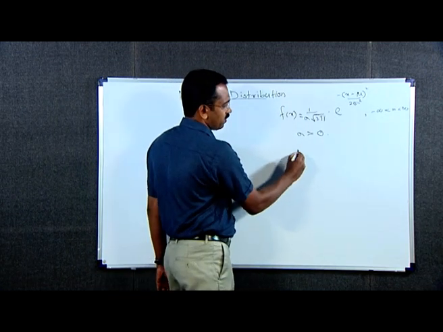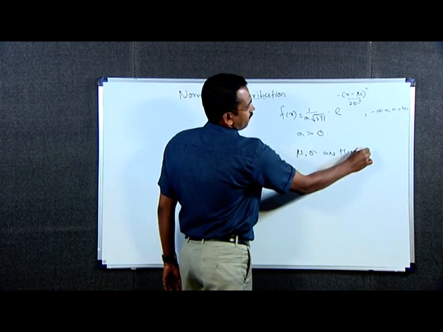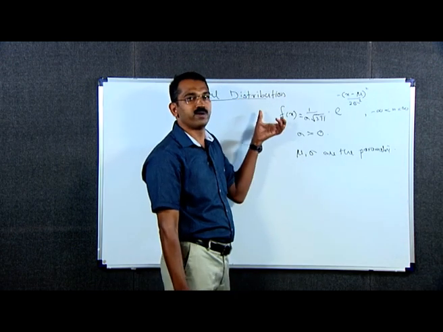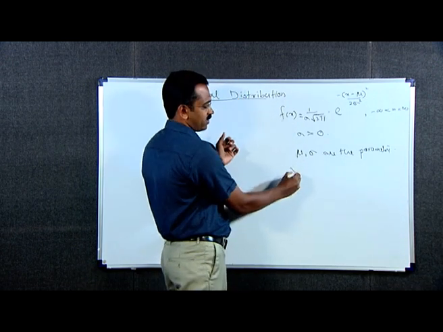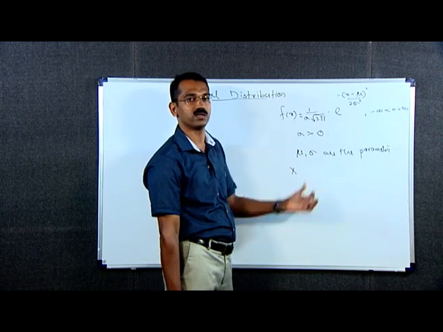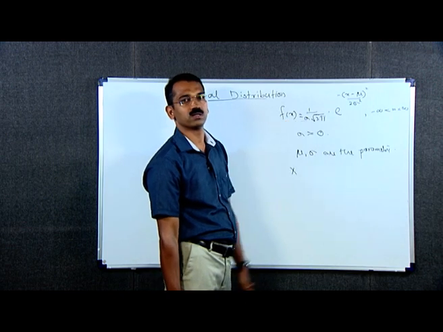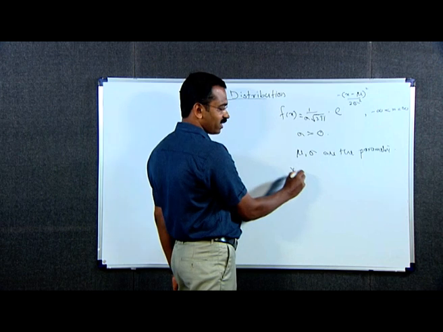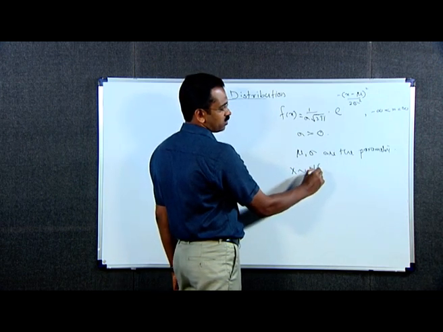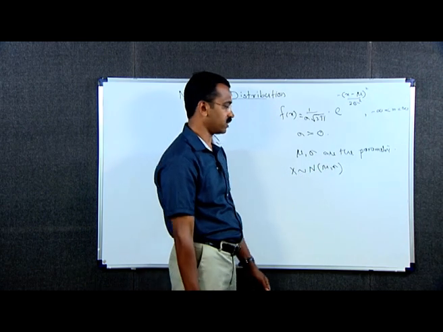Mu and sigma are the parameters. If x follows a normal distribution with parameters mu and sigma, we can write f(x) as this, and symbolically we write X follows N(mu, sigma).